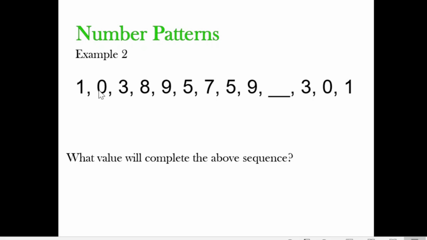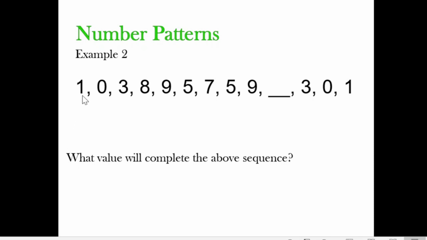Let me check. 1, 2, 3, 4, 5, 6, 7, 8, 9. Yes, it's the 10th term. And in order for us to do that, let us observe the pattern that really happens here. So what is that pattern?